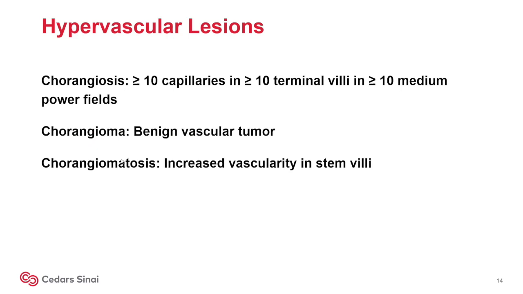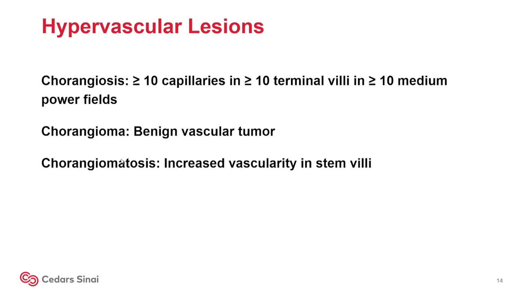There are three main subtypes: chorioangiosis, chorioangioma, and chorioangiomatosis. The definition of chorioangiosis actually changes from textbook to textbook. I try to find one that has a more widespread use, and that definition would be greater than 10 capillaries in greater than 10 terminal villi in greater than 10 medium power fields. Normal villi usually have from 4 to 6 capillaries, so anything more than that is considered hypervascular.